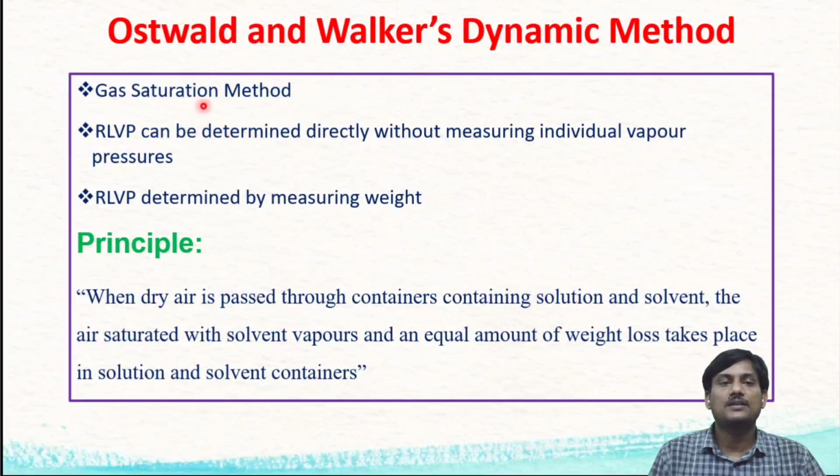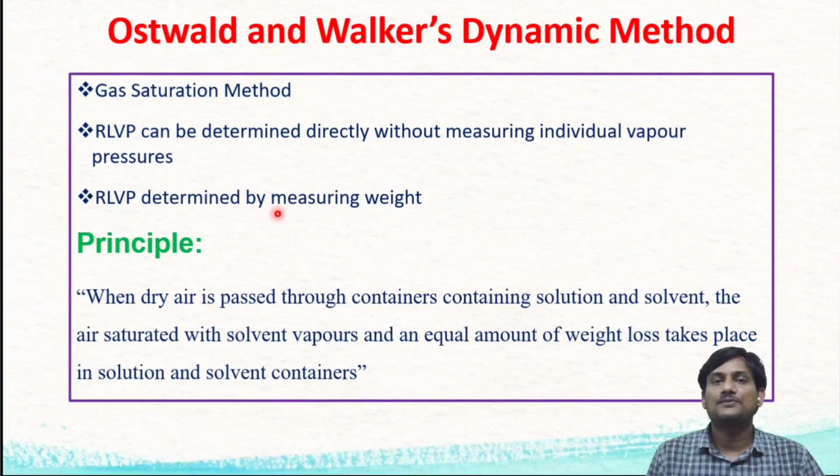It is also called the gas saturation method since the dry air which is used in this method is saturated by the vapor of the solvent, so it is named the gas saturation method. In this method, the relative lowering of vapor pressure or lowering of vapor pressure is determined directly without measuring the vapor pressure of solvent or solution.